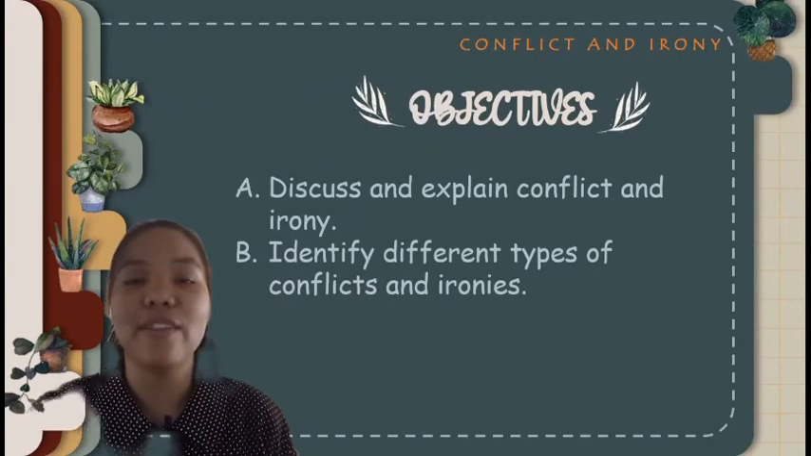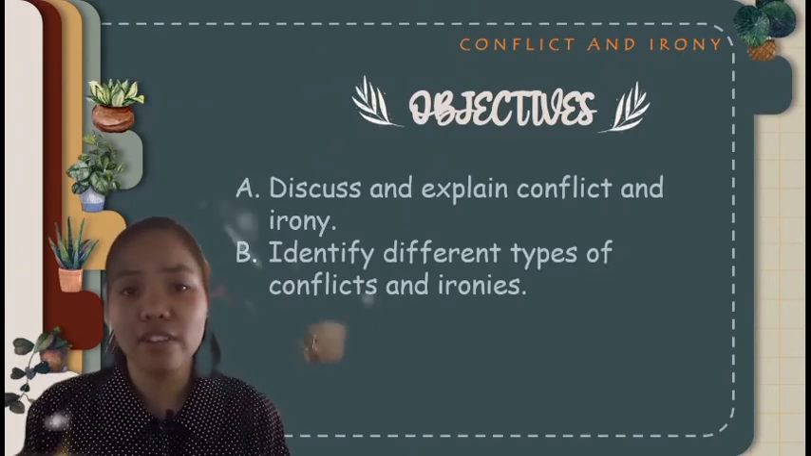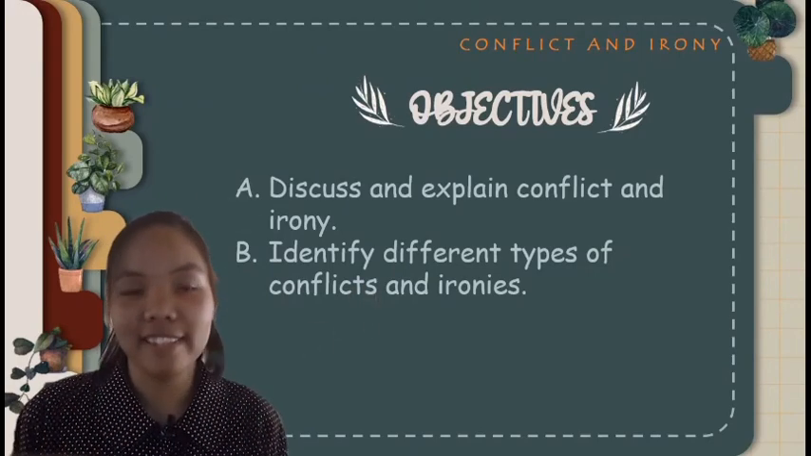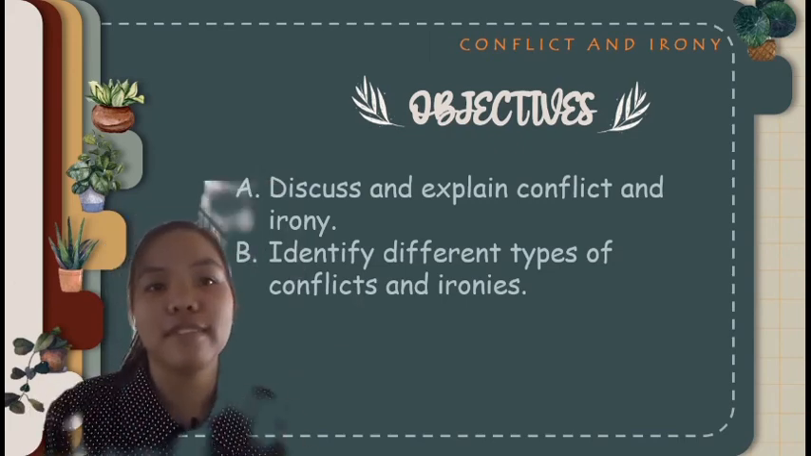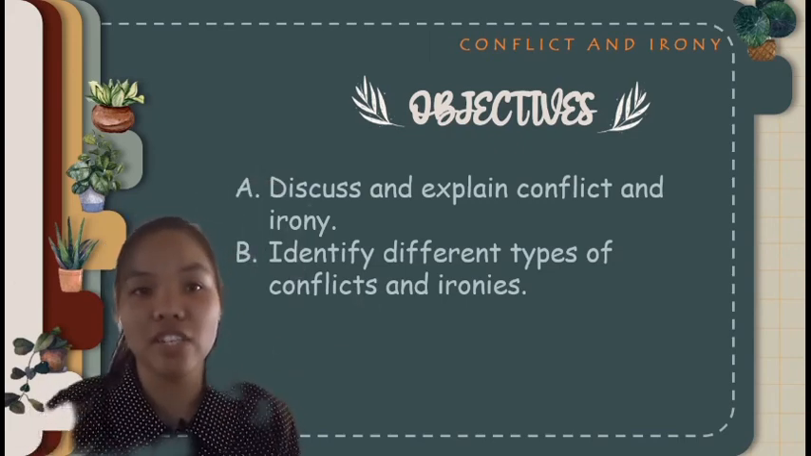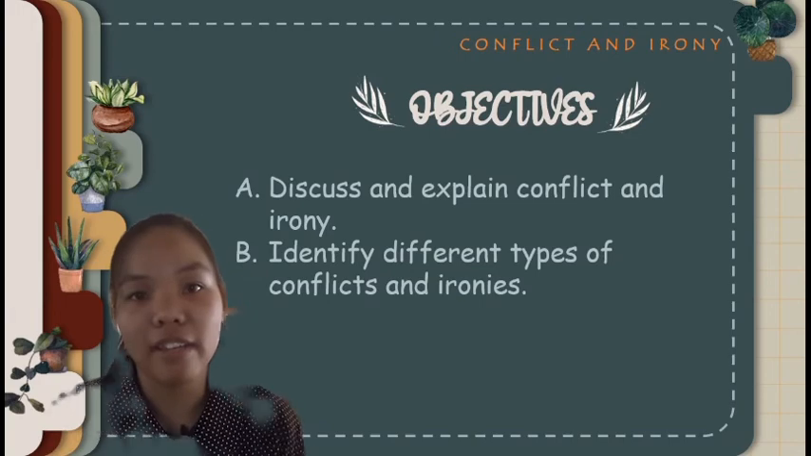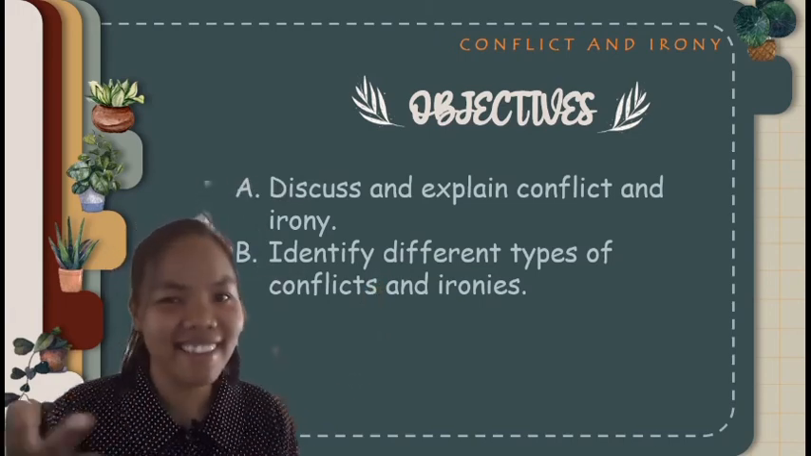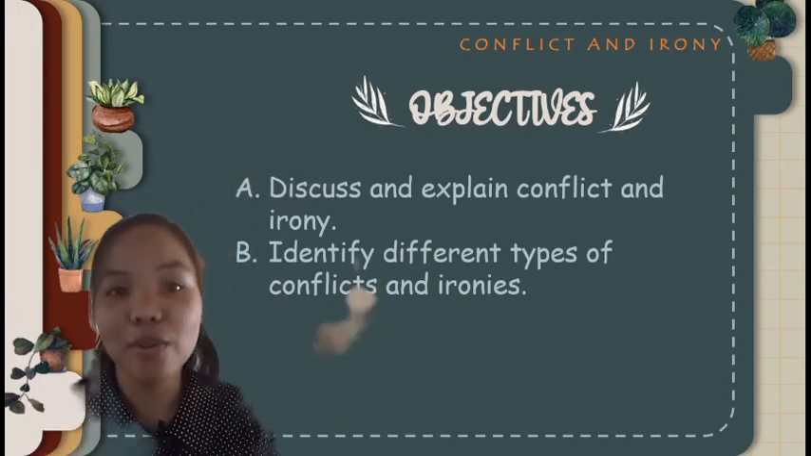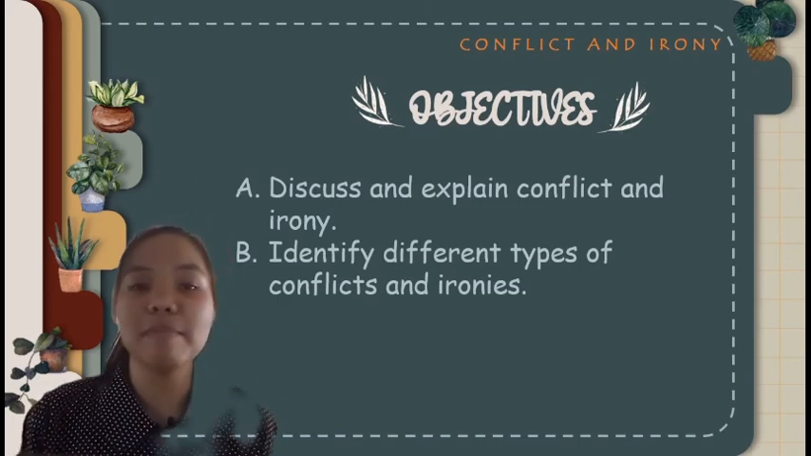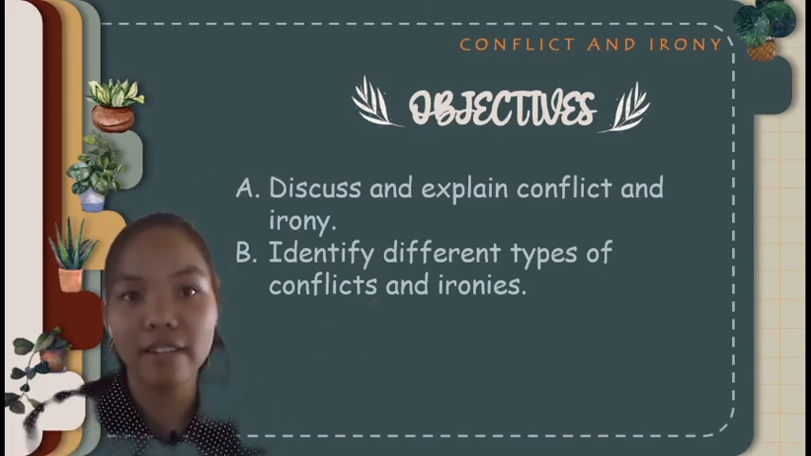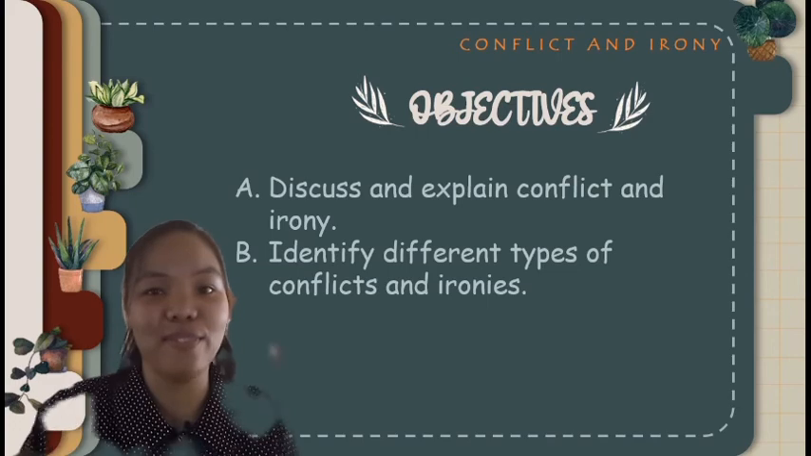And that is the end of our lesson. Did you learn something? I hope you did. Let's go back to our objectives. Our first objective was to discuss and explain conflict and irony. Did we? Yes, we did! And the other one is to identify the different types of conflict and irony. Did we? Yes, of course!